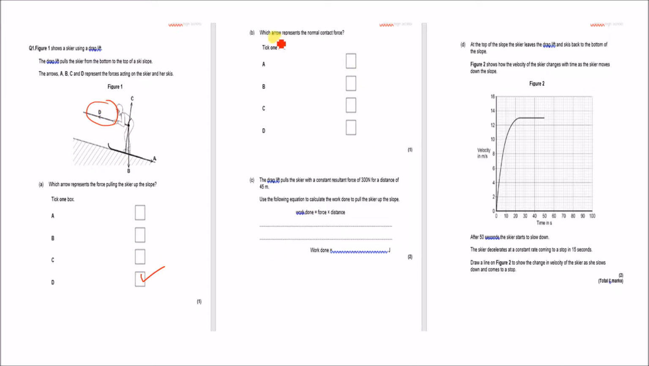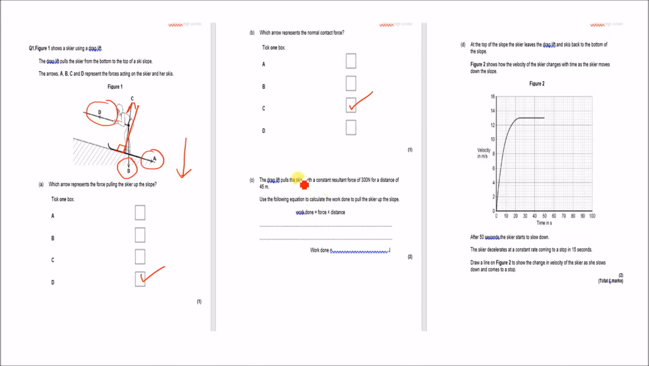The next question says which arrow represents the normal contact force. Now the normal force is always a force that is at a right angle to the object. So you can see we've got a right angle here. So which arrow is at a right angle? Sorry, that is C. So it's this one here, which is C. This would represent the resistance, and this would represent the weight. Now the reason that's at an angle is because it always acts down towards the center of the earth. So B would be gravity or the weight of the object.